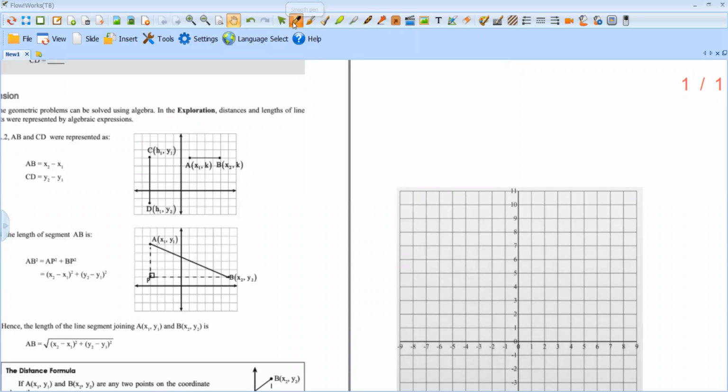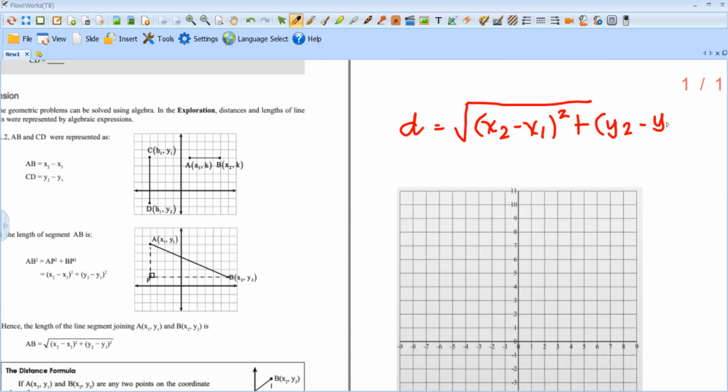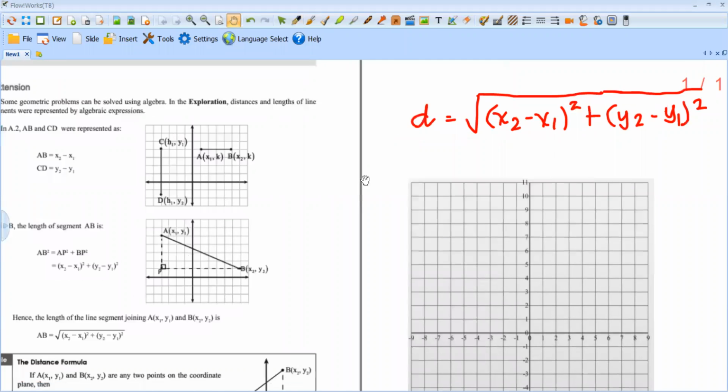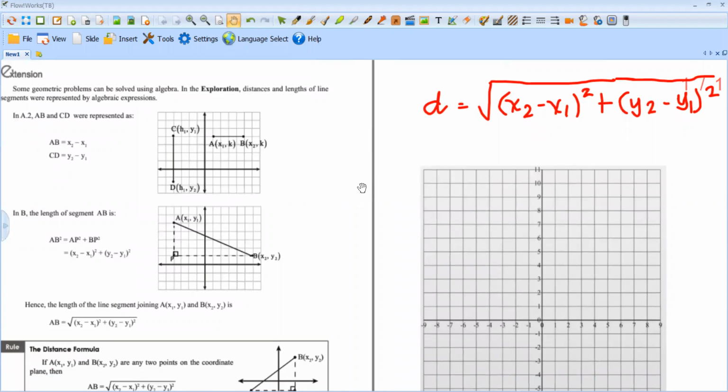So the distance formula has its given formula of d is equal to the square root of (x sub 2 minus x sub 1) squared plus (y sub 2 minus y sub 1) squared. All right? So given 2 points, there is a distance that we can measure by using the given formula.